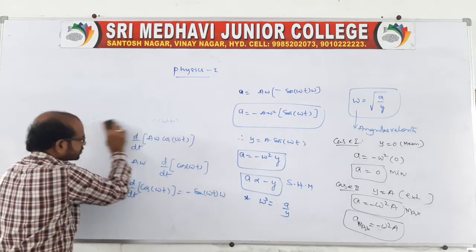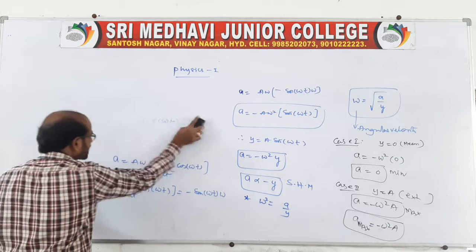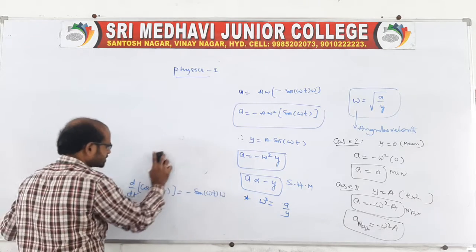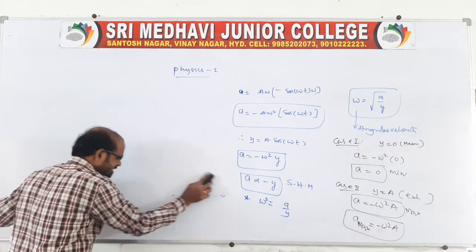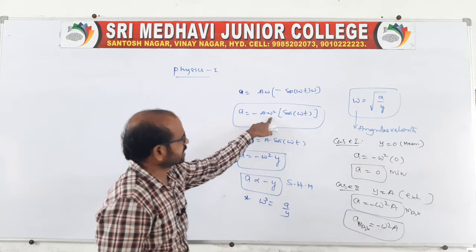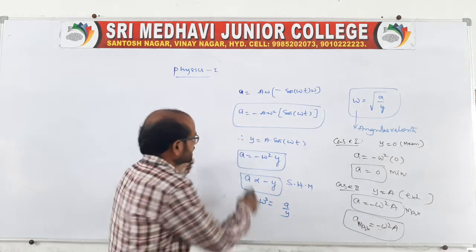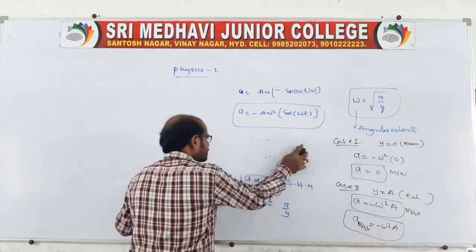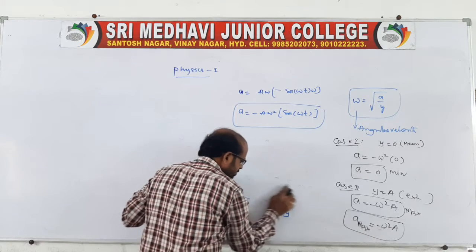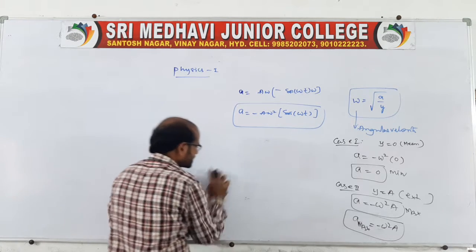Now by using this, we have to draw the graph also. Based on the expression, which expression do we use? We use the expression a is equal to minus A omega square sin omega t. It is in the form of a sine, no? Therefore the particle started from the mean position, because the expression is represented in sine.